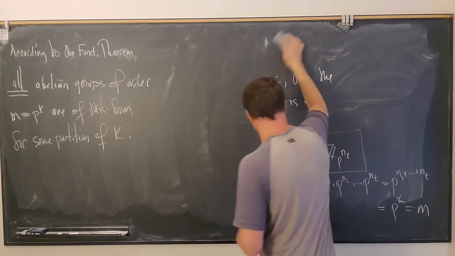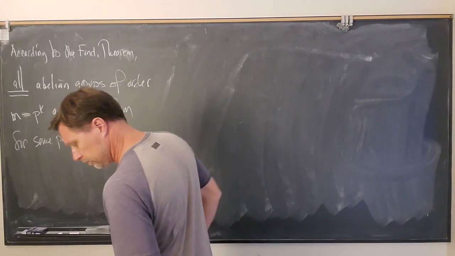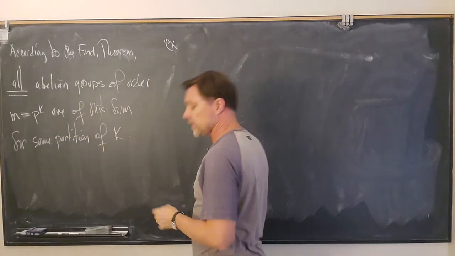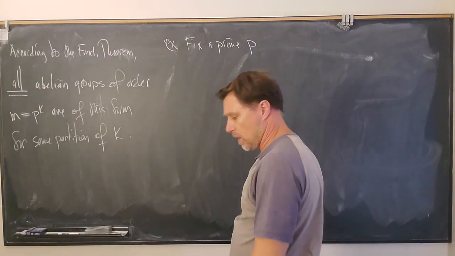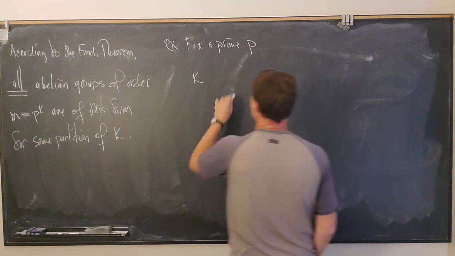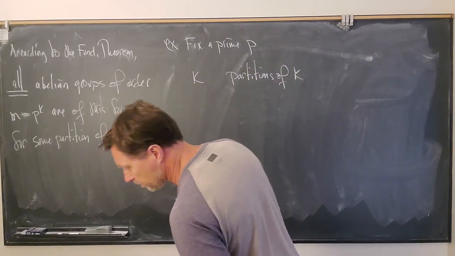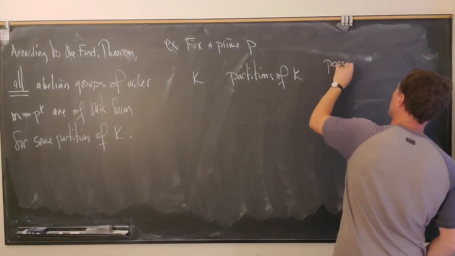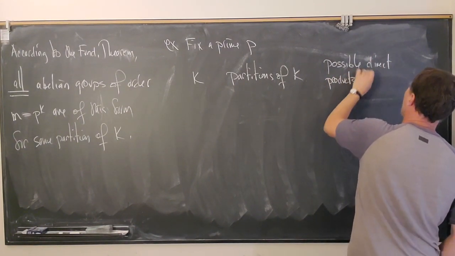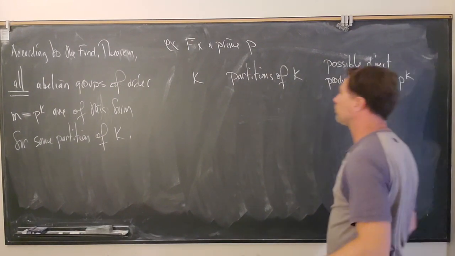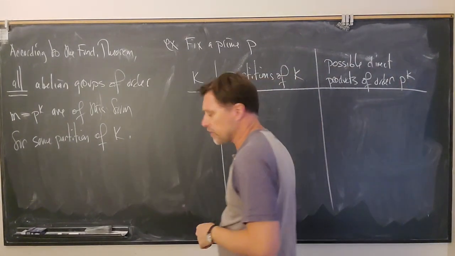So we need to talk a little bit more about partitions. In particular, what I'd like to do is write down the possible partitions for some small integers. So let's do this as an example. Let's fix a prime p. And then I'm going to make a little table here: k, partitions of k, and possible direct products of order p to the k. I just want to do this for k equal to 1, 2, 3, and 4.